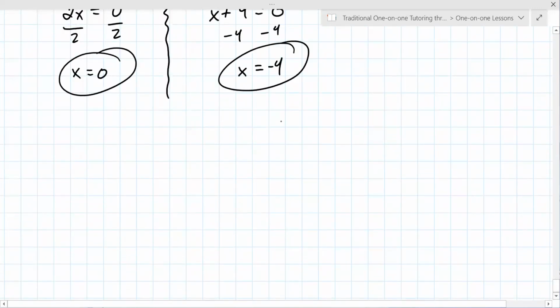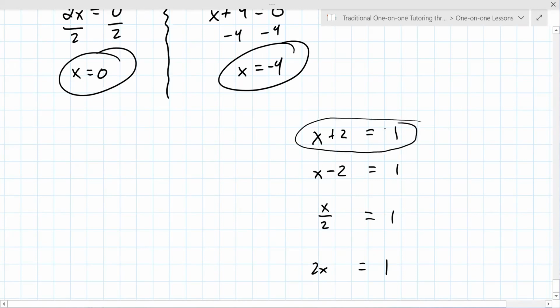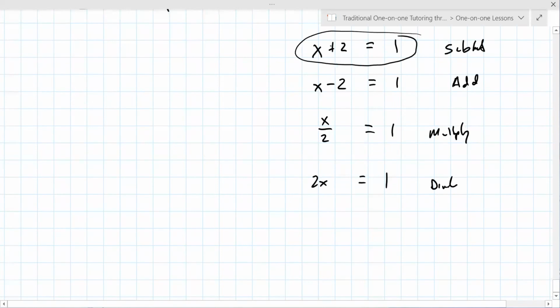Yeah, let's look at something together here. x plus 2, x minus 2, x divided by 2, and 2x. Let's just say these equal 1 in all cases. How do you undo this 2 in the first line? You have to subtract 2, because it's adding. Yeah. How do you undo subtraction by 2? You gotta add 2. How do you undo dividing by 2? Multiply. So notice in every example here, and here you divide. Okay, that makes sense. They're undoing each other.